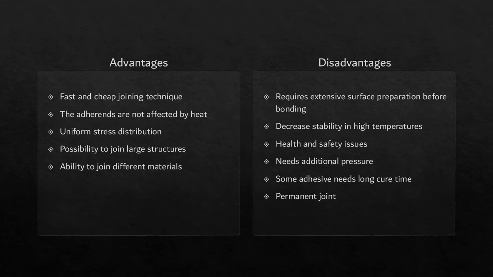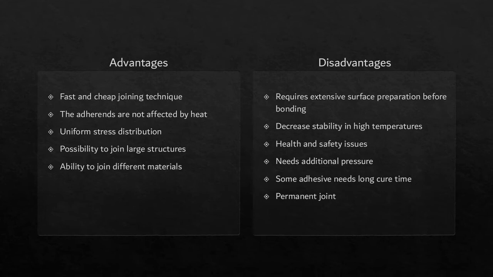The next is the advantages of using adhesive bonding compared to other joining methods. The first one is that it is a fast and cheap joining technique. The second one is that the adherents are not affected by heat. We just apply the adhesive and directly join the surfaces together without any heating process. The third one is uniform stress distribution, meaning the stress will be uniform all across the joint area. The fourth one is the possibility to join large structures. And the last one is the ability to join different materials. They can also make gas-proof and liquid-tight joints.